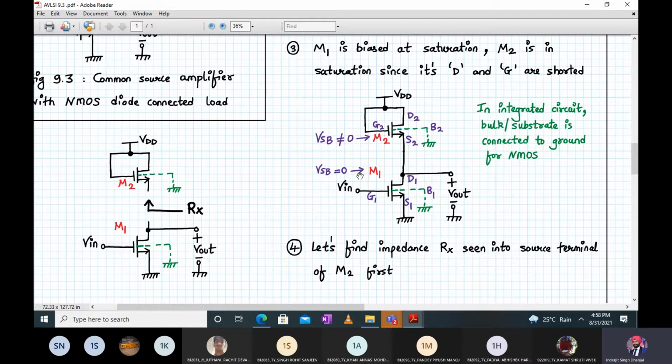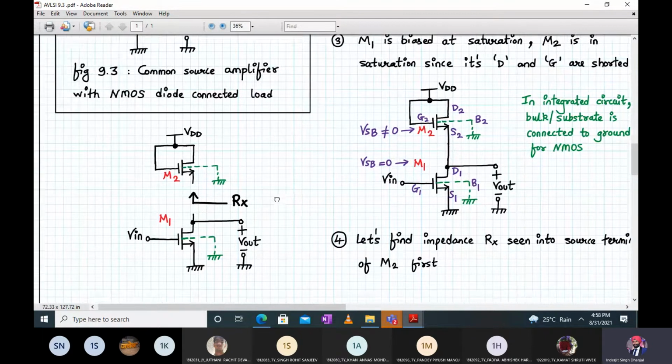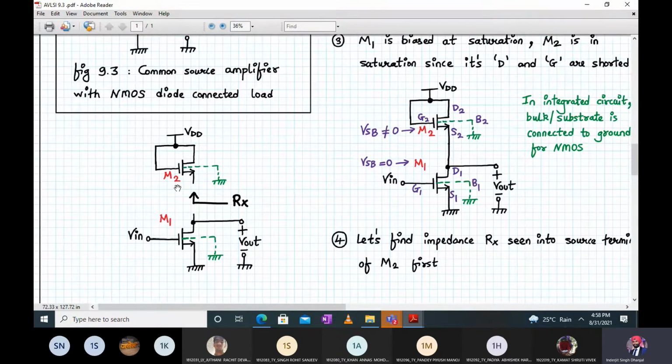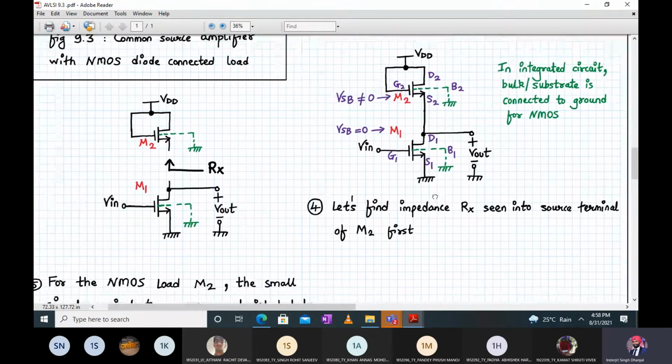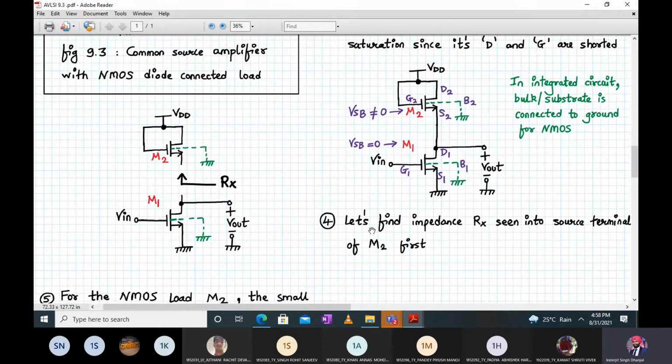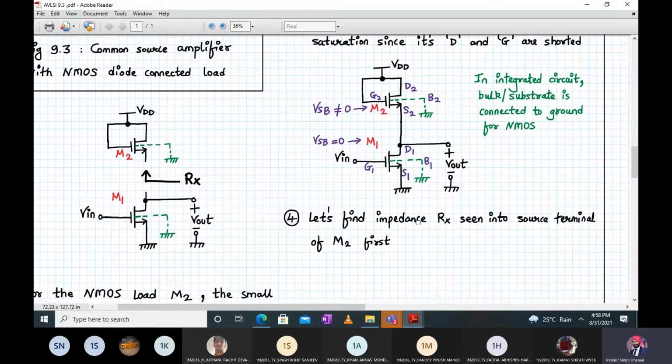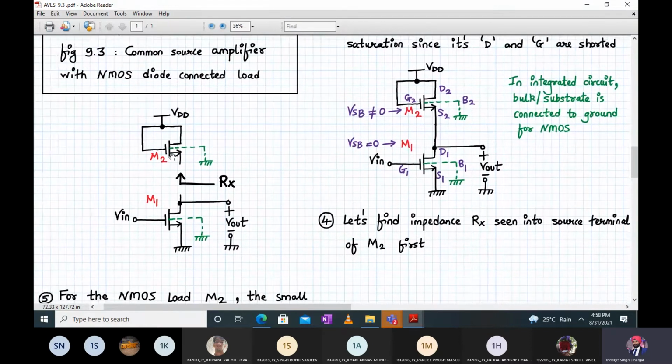So what we are doing is we are separating the two MOSFETs, right? And that's the way we are doing it. So M2 is separated, M1 is separated, and we are finding the equivalent resistance seen from the source 2 terminal, RX. Okay, so that is what we are finding. So let's find this RX value. Let's find the impedance RX seen into the source terminal of M2 first.